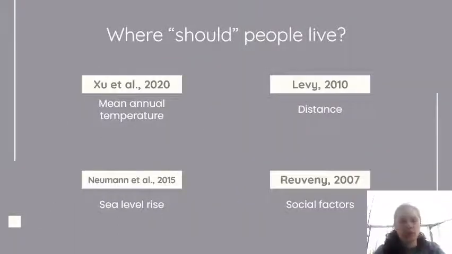But temperature is not the only factor that comes into play. There are several other researchers that have found other factors that have a significant influence on human settlement and or migration. Presented here are some of the factors that I've considered within my research, which include temperature, distance, sea level rise, and various social factors. In my methods, you'll see exactly what factors I used and what factors I didn't use.